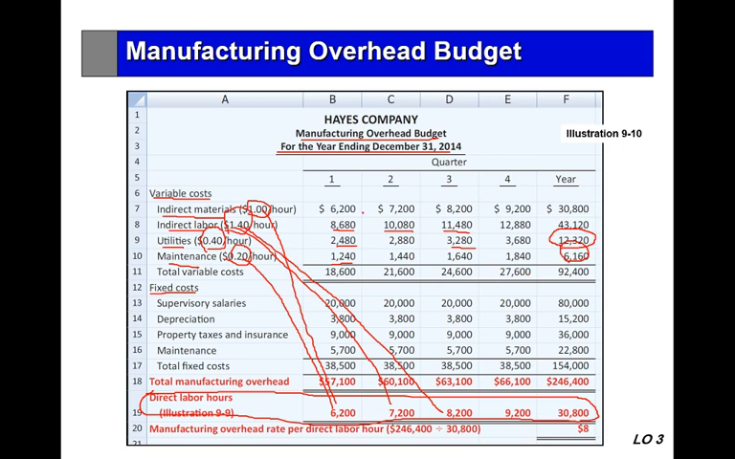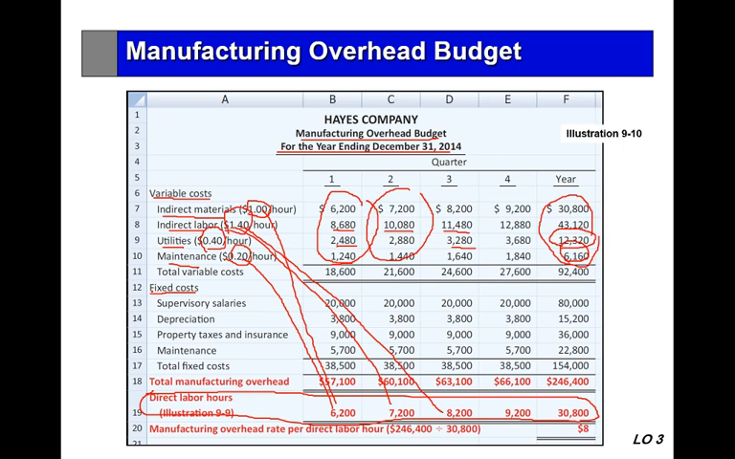For the total variable cost, we must sum these amounts. Here we have for the first quarter $18,600. Here we have for the second quarter $21,600, and for the year here we have $92,400.